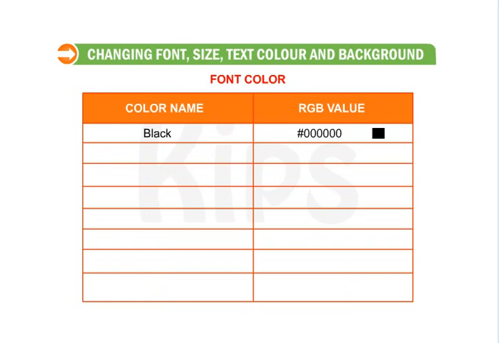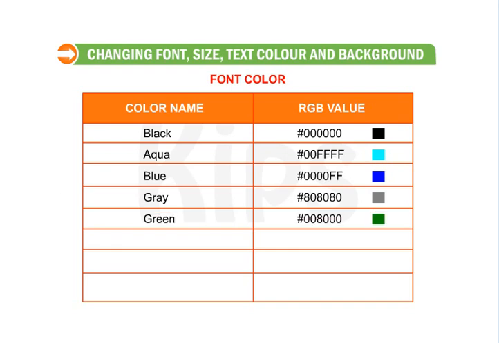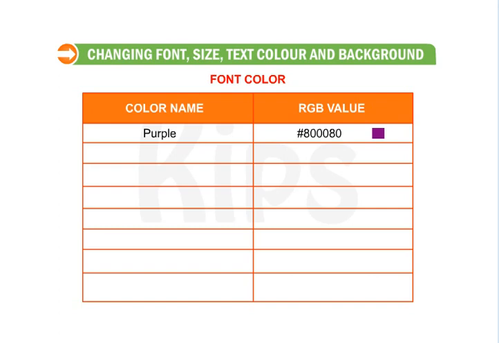RGB value of black is #000000. RGB value of aqua is #00FFFF. RGB value of blue is #0000FF. RGB value of gray is #808080. RGB value of green is #008000. RGB value of lime is #00FF00. RGB value of maroon is #800000. RGB value of olive is #808000. RGB value of purple is #800080.